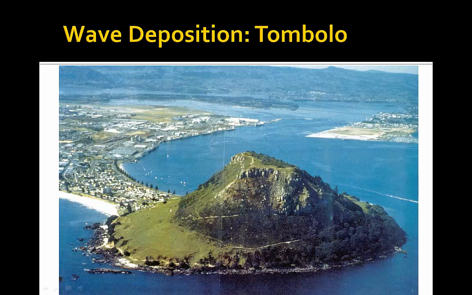Your textbook says that tombolos form in the same way as a spit, and that's not exactly correct. An offshore island will prevent erosion along the beach, but there is still deposition in that area. So spits form purely as a result of deposition, while the key for a tombolo to form is the lack of erosion.